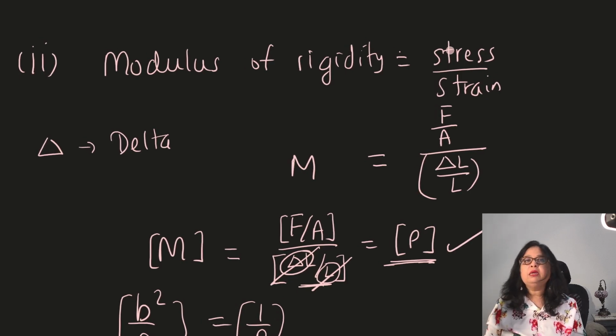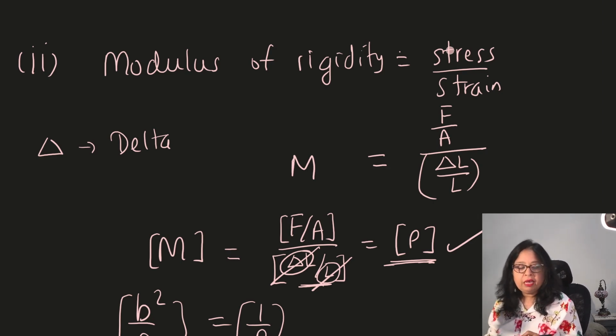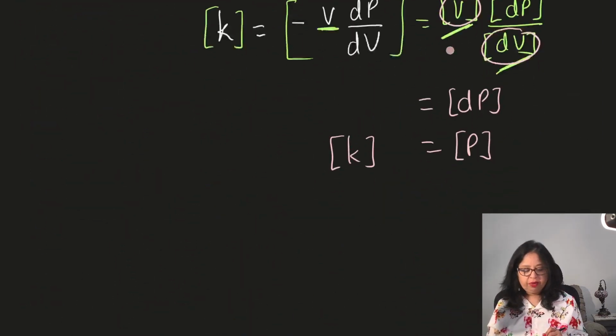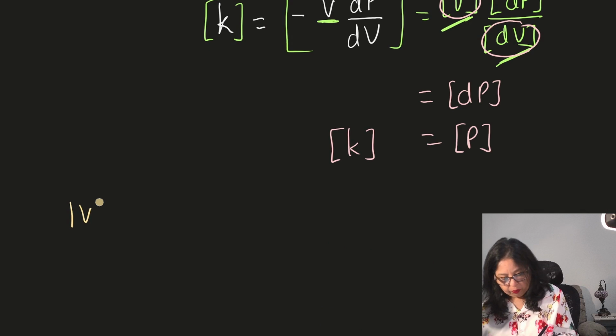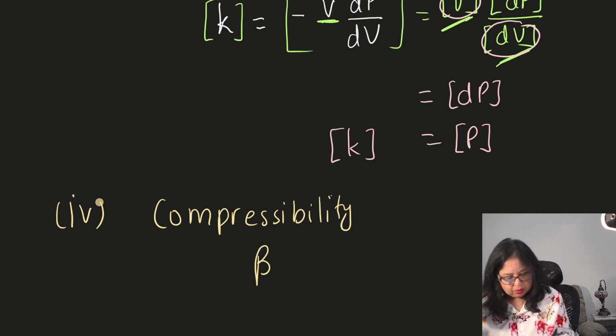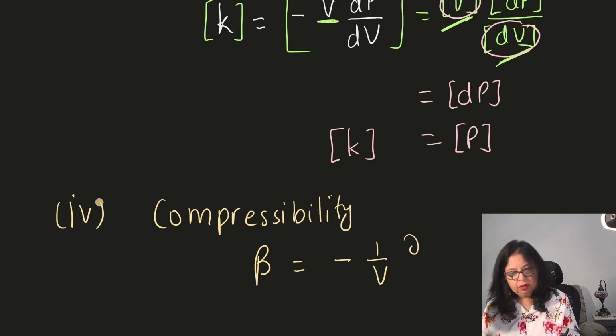That also had the dimensions of P, which was modulus of rigidity. So the modulus of rigidity and bulk modulus have the same dimensions, the dimensions of pressure. But our answer should have the dimensions of 1 over pressure, or pressure inverse. So there you go. 3 is not the answer either. Last is compressibility. What is compressibility? Shouldn't this just be the ability to compress? Beta equals negative 1 over V dV over dP.